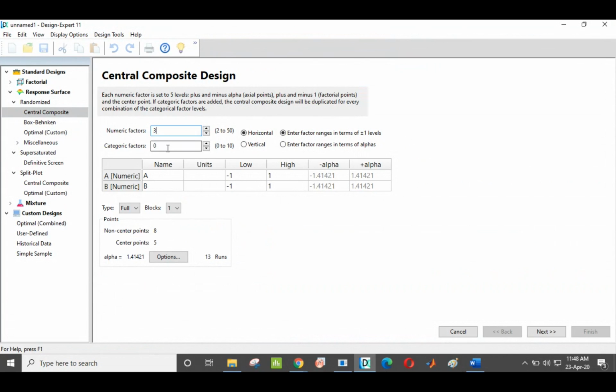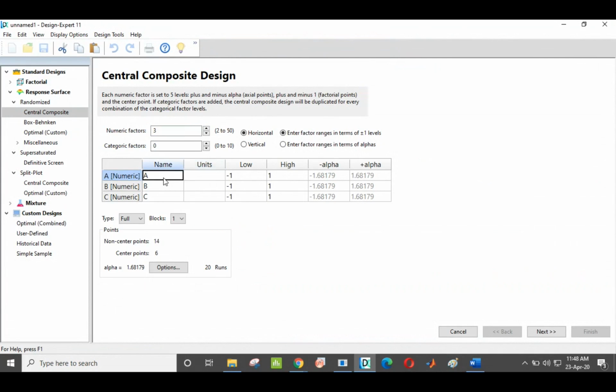I don't take any categorical parameters, that I will tell you in a later session. So 3. Now cutting speed, meter per minute, 100, 300. So here you can see the alpha values. The alpha value I don't know now. Here at the bottom options, you can see on the left side of that options, alpha is 1.68. Just keep as it is. We'll change it at the last.